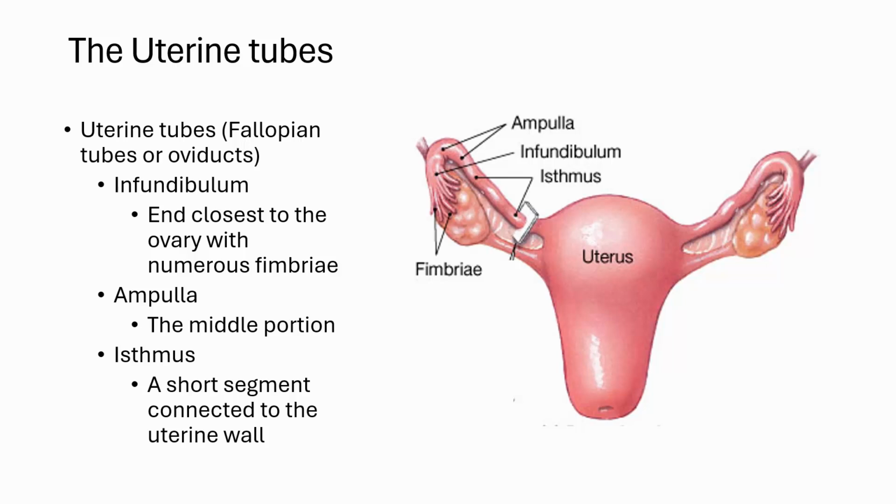Okay, looking at the uterine tubes, also, as I mentioned, the fallopian tubes or oviducts, it's all the same thing. It just depends on which book you look at. Again, fallopian tube, I think, is still a pretty common term for that. But anyway, here we have the fimbriae, which are the finger-like projections. Okay, we have the infundibulum, to which the fimbriae are connected. And this area is going to be the one that's closest to the ovary. Then you have the ampulla, which is the middle portion. And then the isthmus is a short tube that connects the fallopian tube to the uterine wall.